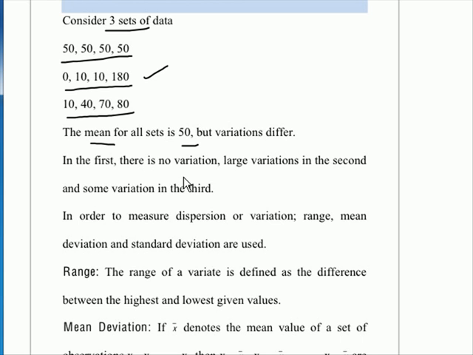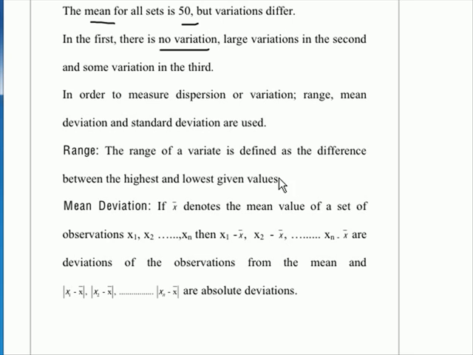So in the first set, which is 50, 50, 50, there is no variation. Large variations in the second, and some variations in the third. In order to measure dispersion or variation, different things like range, mean deviation and standard deviation are used. So these are terms, some of which we've just discussed and some which we'll discuss now.